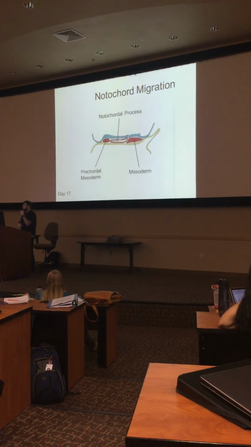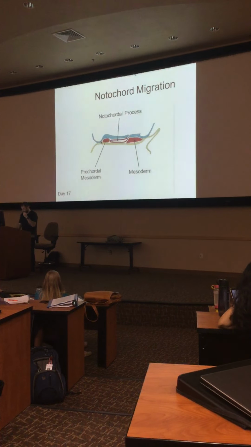From the primitive node. What do you mean comes from it? Yeah, so this hole right here that you're looking at is where the primitive node would be. You're right. Yeah, okay, thanks for remembering that. So this is where the notochord would be. Okay? This right here behind it, so posterior to it, would be this regular mesoderm. This in front of it is called precordial mesoderm.